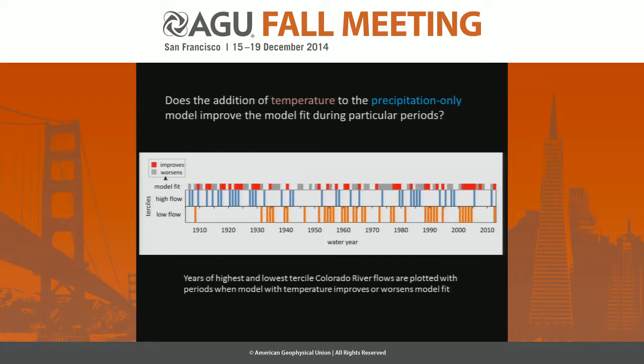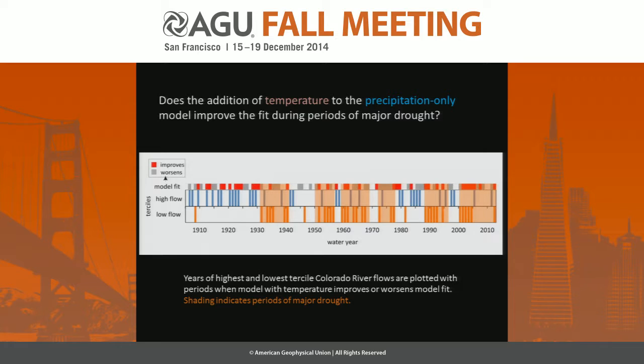So this is stream flow, the high flow years and the low flow years in terciles, and then on the top here, the red values are the years where the addition of temperature to the precipitation model improved the fit, and the gray is where it didn't improve the fit, it worsened it. So it's a little hard to say there, but if we throw up the drought intervals, you can see that, particularly at the end of the record, the addition of temperature seems to improve the fit of this model.